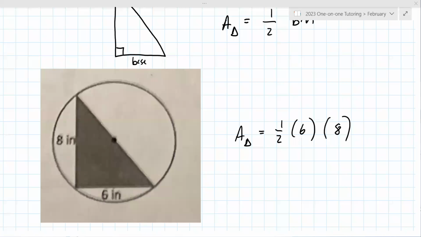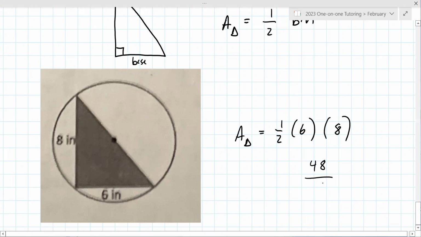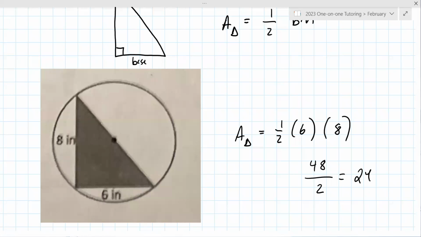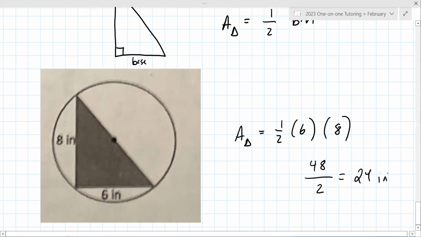One half times 6 times 8 is 42. Go ahead, what is 6 times 8? 48. Divided by 2? 48 divided by 2 is 24. Sorry about that. This is an easy problem, right? What are the units of area? Inches squared. Good.